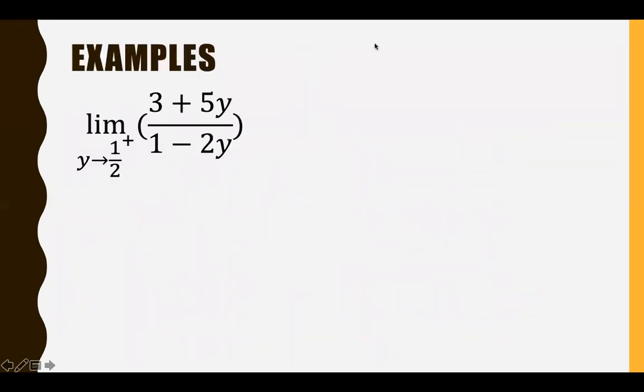All right, so this will be the first example on the second set of theorem. Here, the limit of 3 plus 5y all over 1 minus 2y as y approaches 1/2 from the right. If we substitute 1/2 into the denominator, 1 minus 2 times 1/2, technically it will be equal to 0. So it satisfies the condition from the theorem that our g of x is equal to 0.